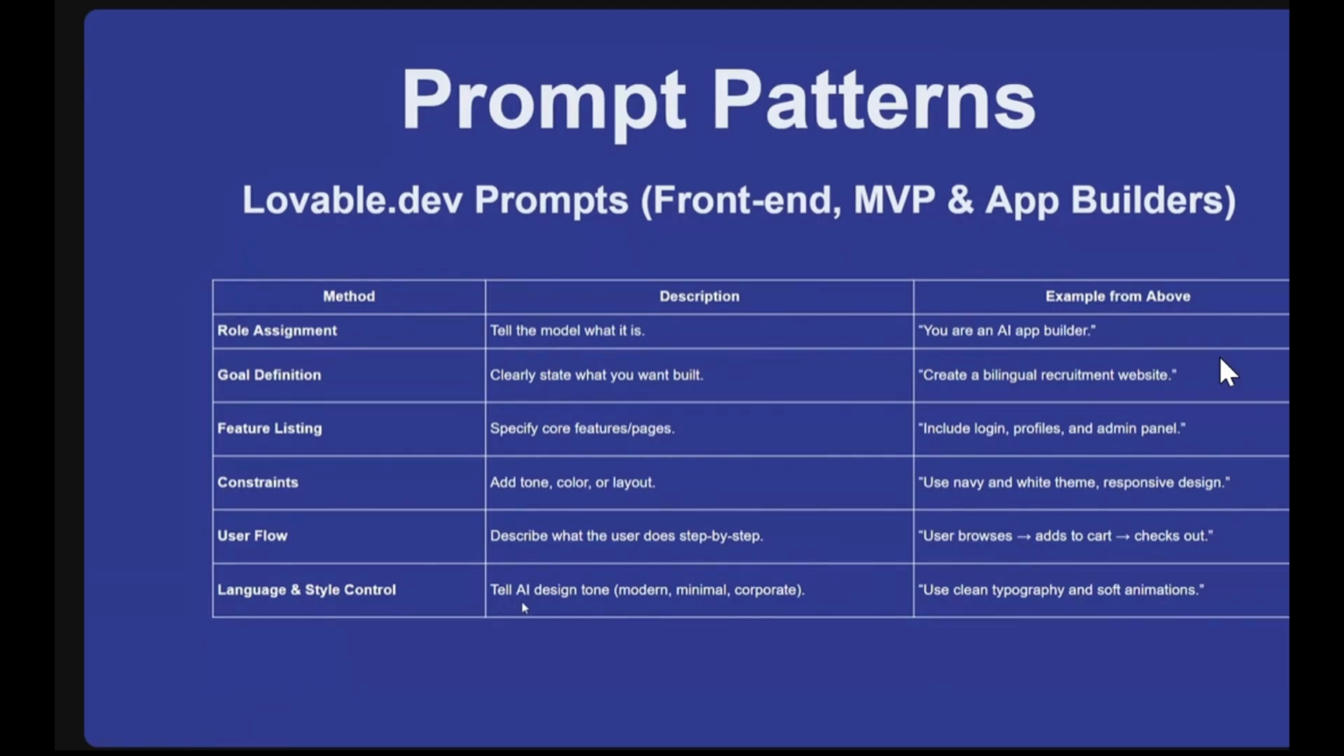Language and style control. Tell AI the design tone: modern, minimal, or corporate. What the design should look like, and what should be the language of the content that it is going to put in the website. So the prompt is: use clean typography and soft animations.